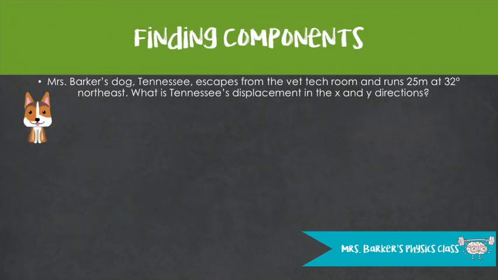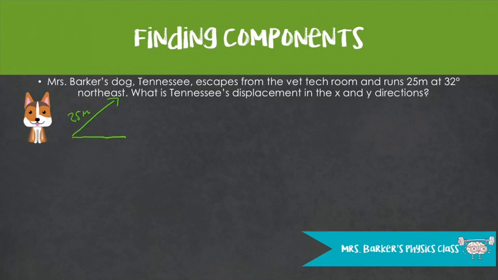This one is going to be an example of finding component vectors. So our problem says Miss Barker's dog, Tennessee, escapes from the vet tech room and runs 25 meters at 32 degrees northeast. What is Tennessee's displacement in the x and y directions? So we have little Tennessee running 25 meters, not super far. He's got short little legs.